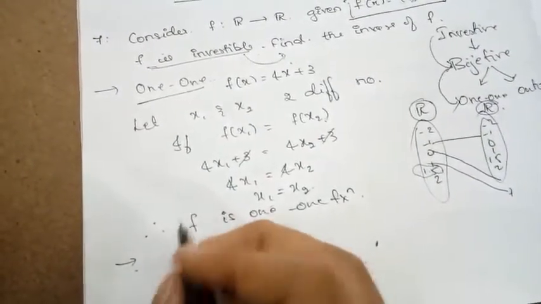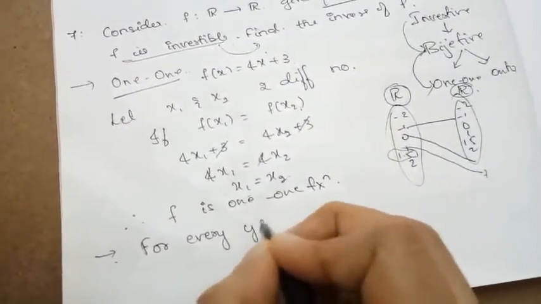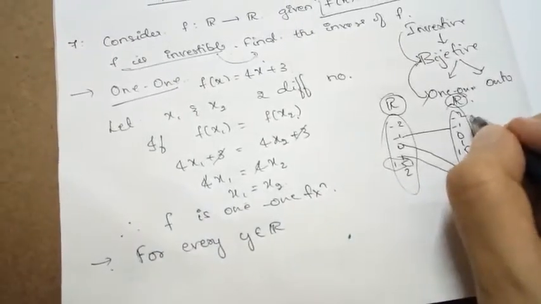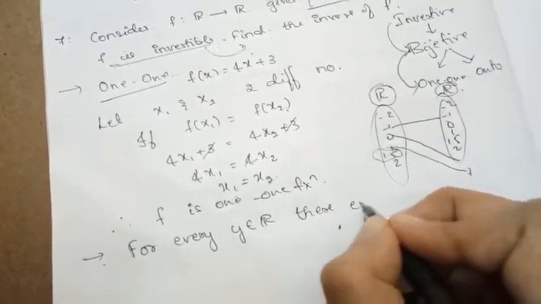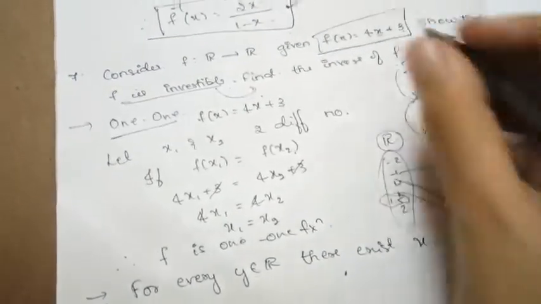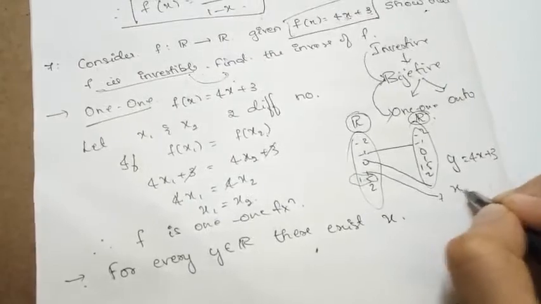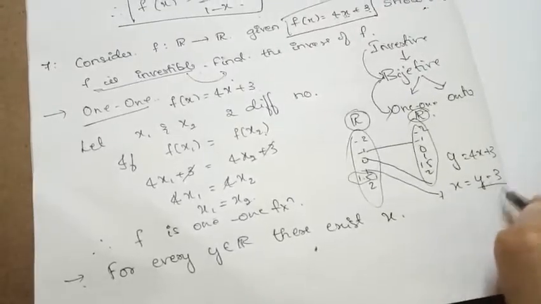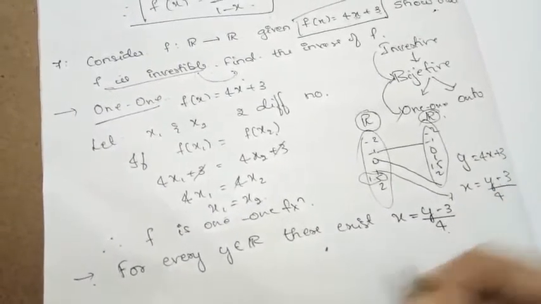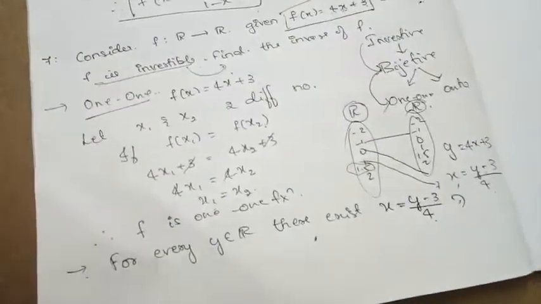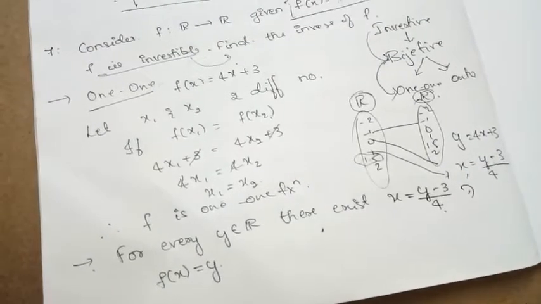How can we write this in a statement? For every y belonging to the set of real numbers, that is, in the codomain, there exists x. How will that x be? Suppose I take y is equal to 4x plus 3. Then x is equal to y minus 3 divided by 4. So there exists x in the form of y minus 3 divided by 4 such that f of x is equal to y.